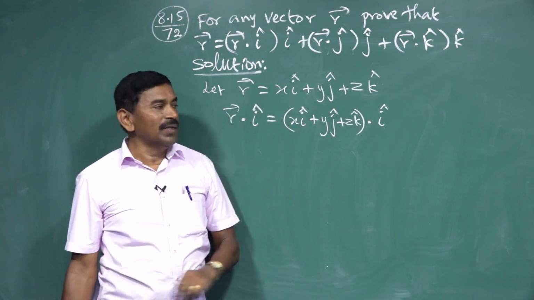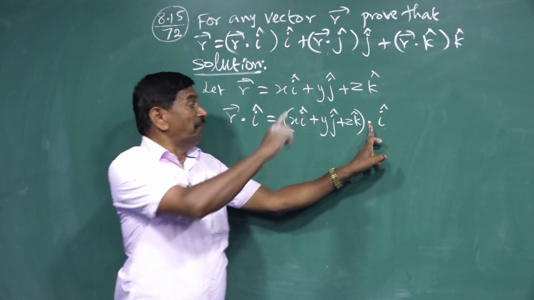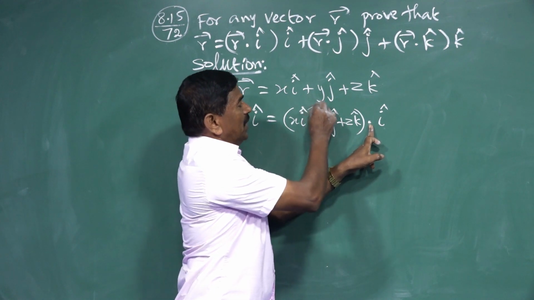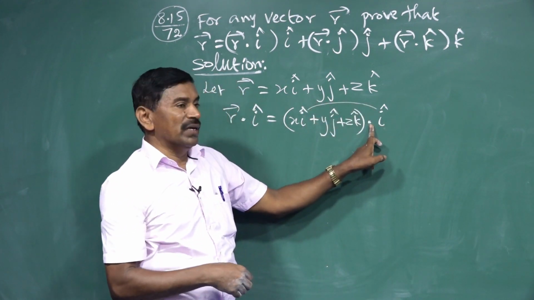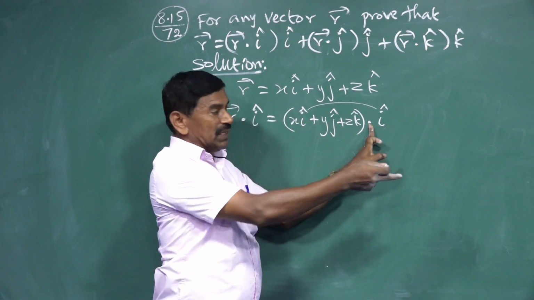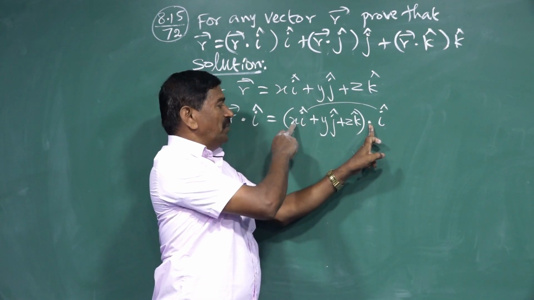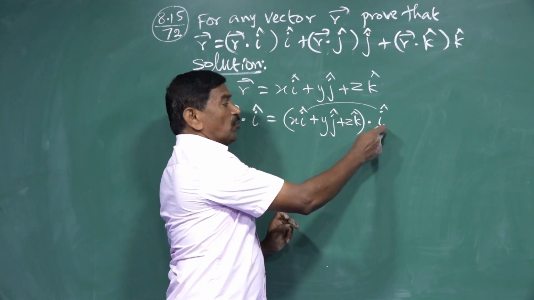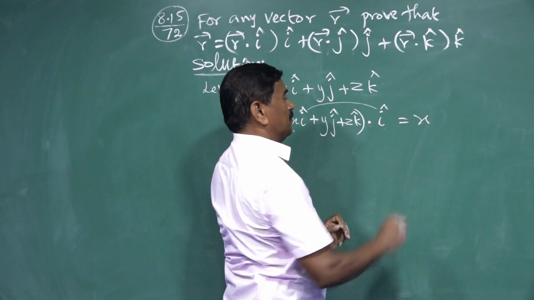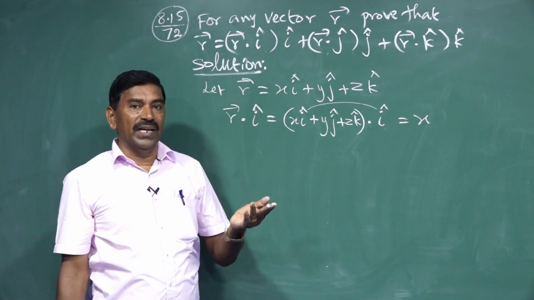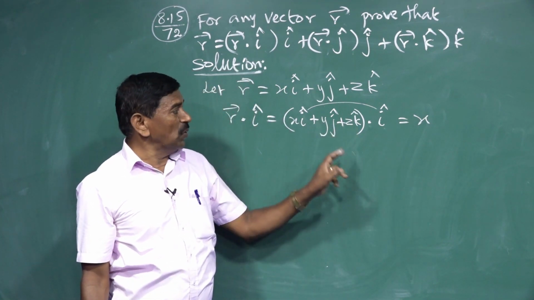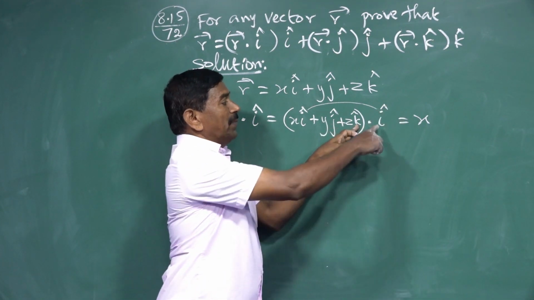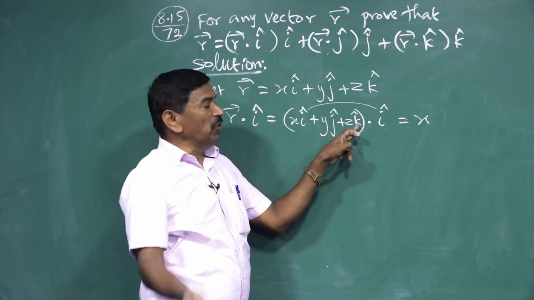Now, if the dot is defined between the two vectors, then it is itself multiplication, that is i to i. It is enough to multiply only the coefficients. Here the i cap coefficient is x, and here the i cap coefficient is 1. So x into 1 is equal to x. What about the remaining? All 0. j cap dot i cap equal to 0, k cap dot i cap equal to 0, so no need to write.